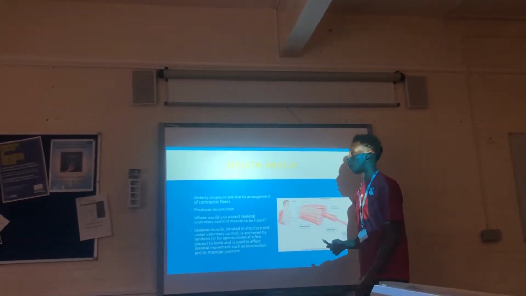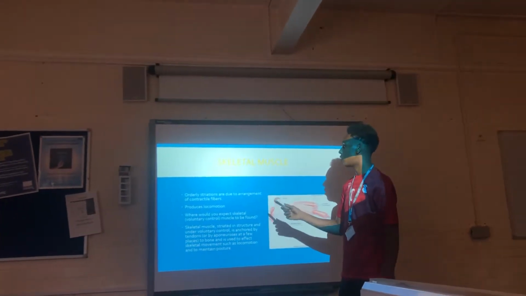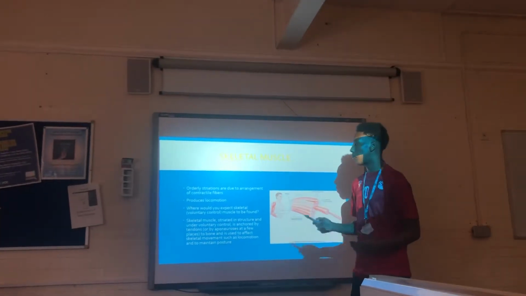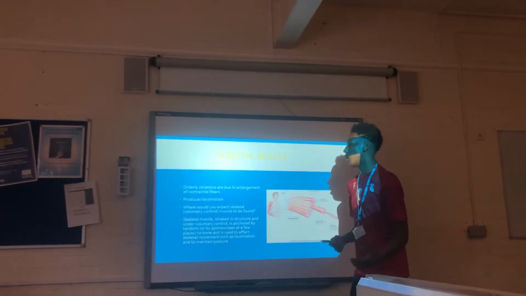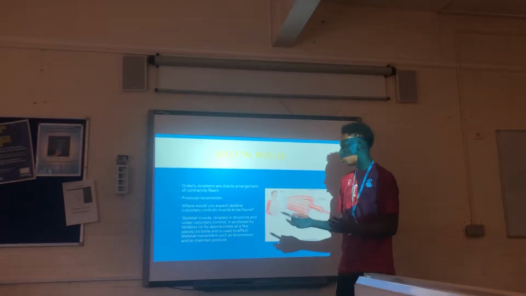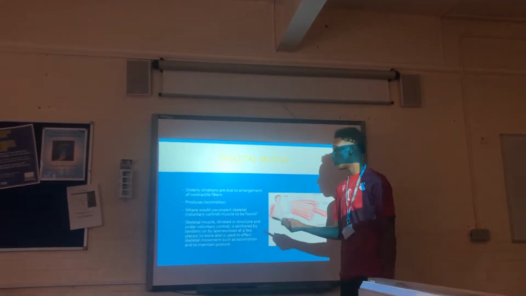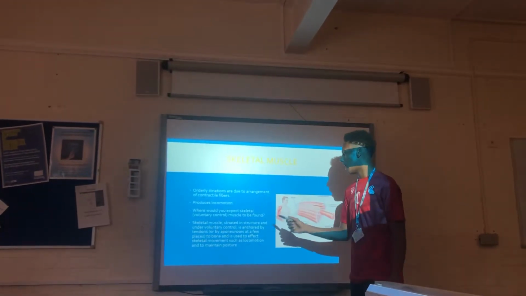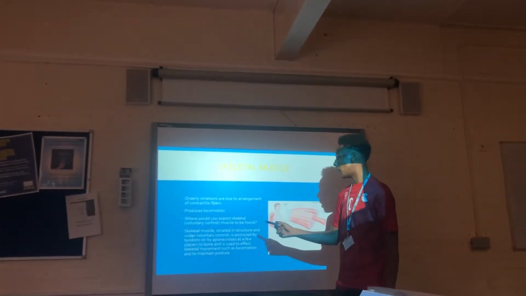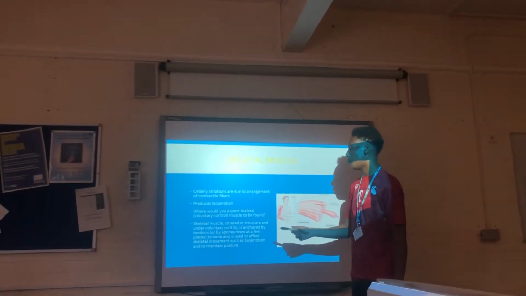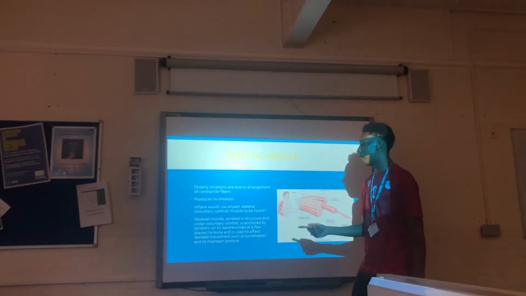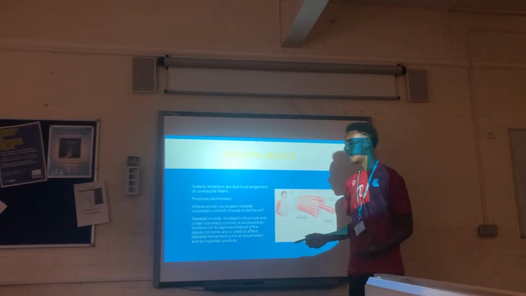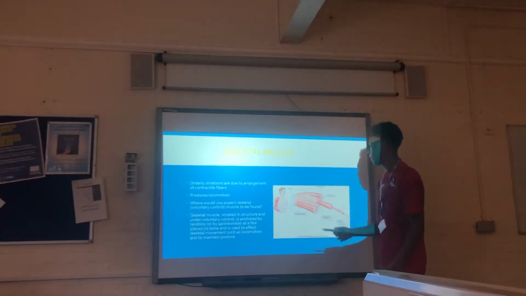Skeletal muscle. Orderly striations are due to the arrangement of contractile fibers, and it produces locomotion. Where would you expect skeletal, voluntary control muscle to be found? Skeletal muscle is striated in structure and under voluntary control. It is attached by tendons or by aponeurosis to bone and is used to affect skeletal movement such as locomotion and to maintain posture. So as you can see over there.